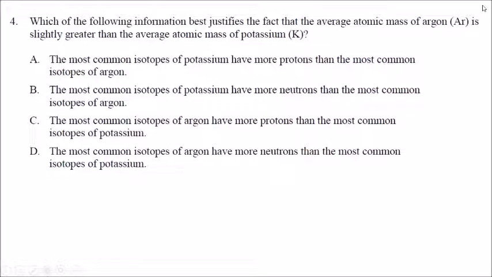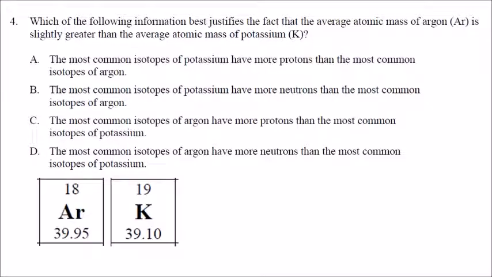Number 4, which of the following information best justifies the fact that the average atomic mass of argon is slightly greater than the average atomic mass of potassium? So if we find these elements on the periodic table, we see that argon has 18 protons and potassium has 19 protons. So since potassium has more protons than argon, and yet it actually weighs less, we've got to find which of the following statements best justifies this.